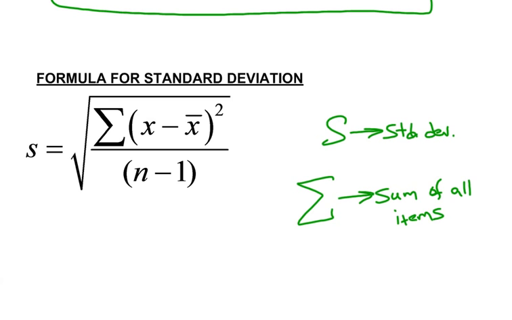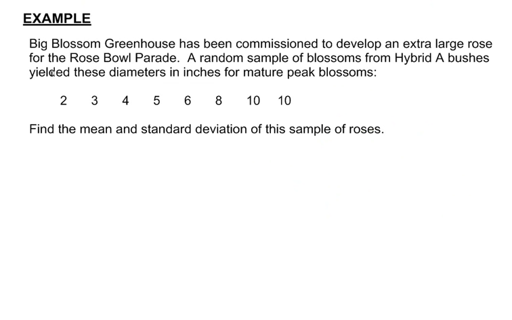That said, let's look at an example where we begin to look at how to compute the standard deviation by hand. In this example, we're seeing Big Blossom Greenhouse. It's been commissioned to develop an extra large rose for the Rose Bowl Parade. If you've ever seen the Rose Bowl Parade, they make these elaborate floats that are decorated with roses all over them. And this greenhouse has been commissioned to develop a new type of rose for the Rose Bowl Parade floats. A random sample of blossoms from Hybrid A, one of its hybrid blossoms that it's making.